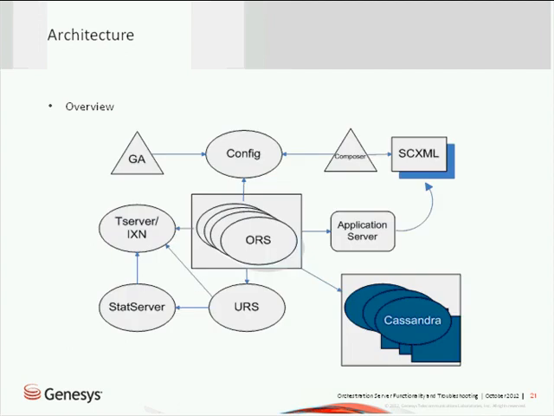So let's just take a quick look at the overview here. So GA, right, this guy's pretty basic. This is where you're going to configure your DNs, your route points. That information is going to get written to config server. Config server is going to store it. Composer is going to be where you develop your applications. So it's going to read from config server to get all your DN information and your application information. When you build your application, it can write to config server to update that information.